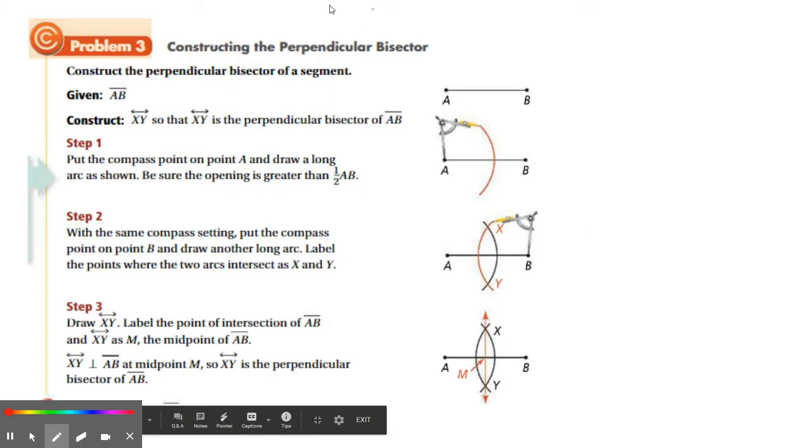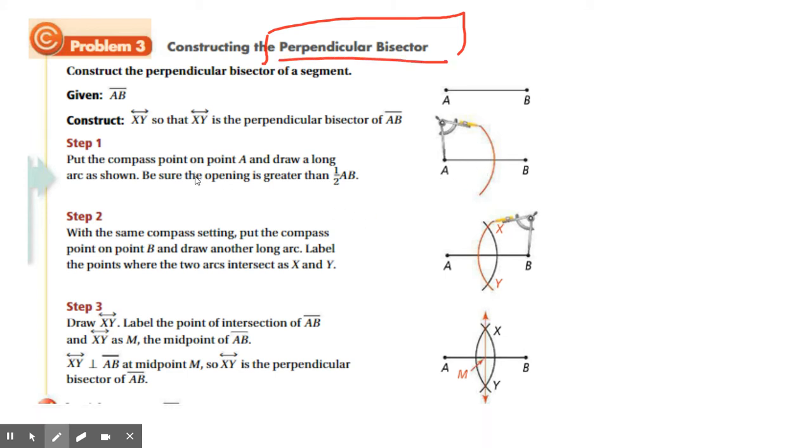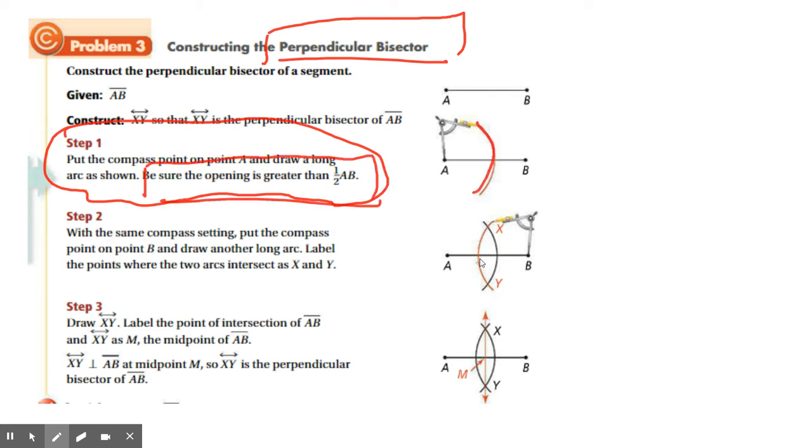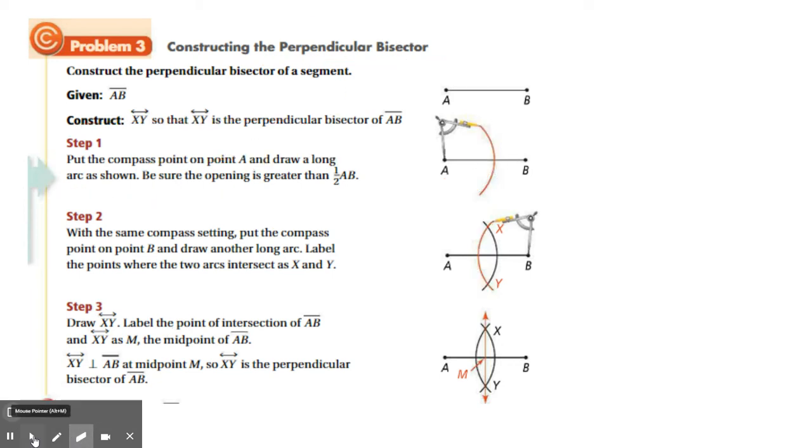Here are a couple constructions. So here's how you construct a perpendicular bisector. I'm going to highlight this right here, and especially this. When you draw the first two arcs, down here, these two arcs, remember that this first arc, this distance, has to be greater than halfway across. You can't stop at the midpoint. You have to go a little bit further. So that's the secret to the perpendicular bisector.